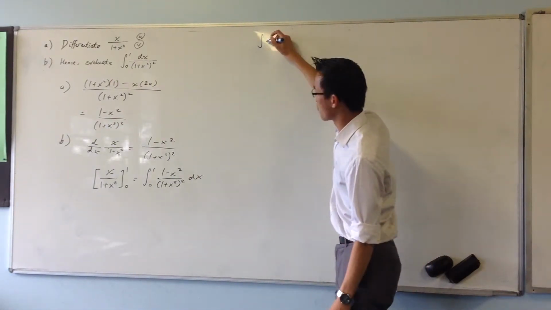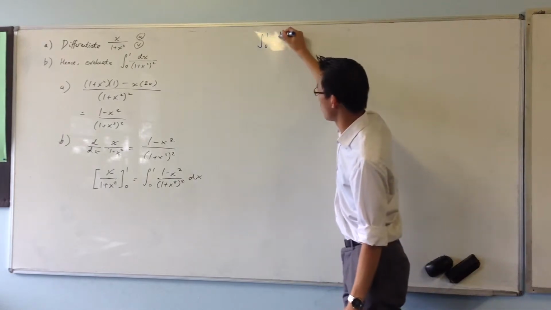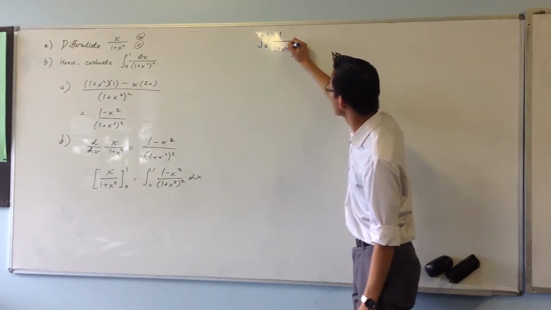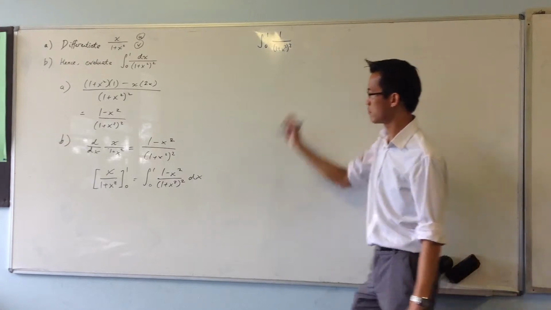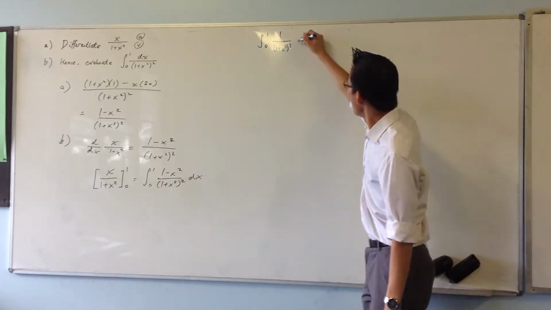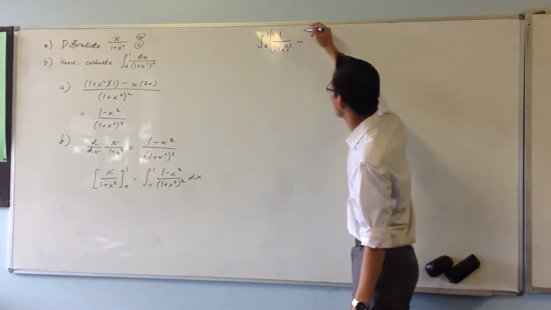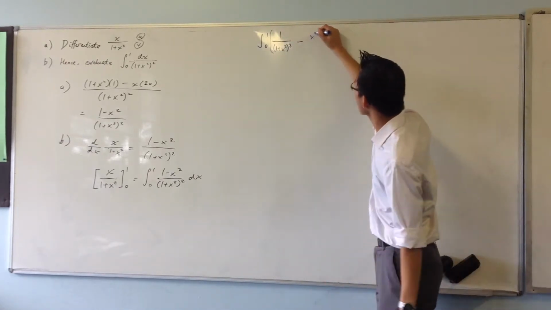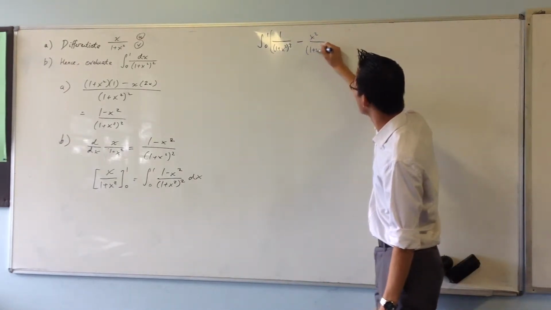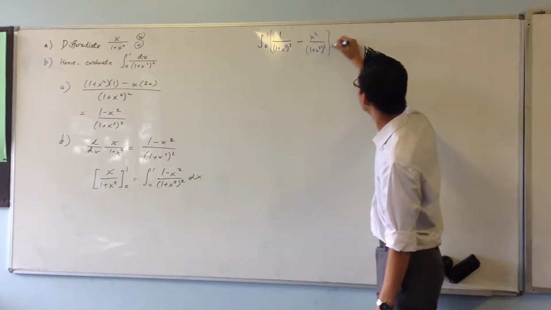This integral, I'm going to break it into this one, 1 on 1 plus x squared squared. There's the first part. No, I haven't finished the integral yet. So I've got, there we go. And then I've got this, x squared on 1 plus x squared squared.